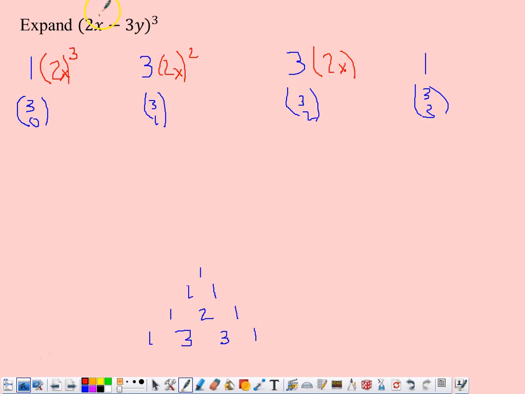And then the second one, you're going to have to treat that as negative 3y. So you'll have negative 3y. So it's to the 0 at first, so you don't write it. To the first. To the second.